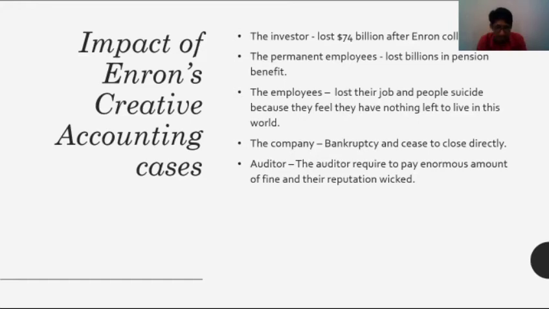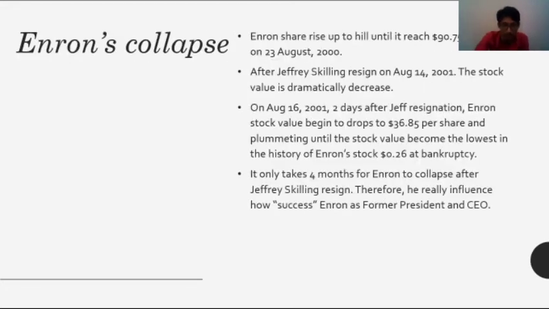And that's why the Big Five changed into the Big Four, because of the diminishing of Arthur Andersen. So Enron collapsed. The Enron shares rose up until they reached $90.75 per share on 23 August 2000.